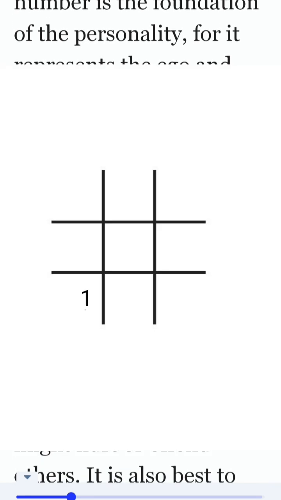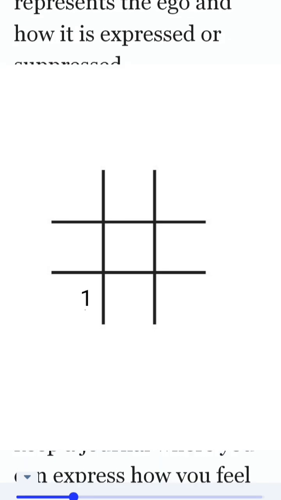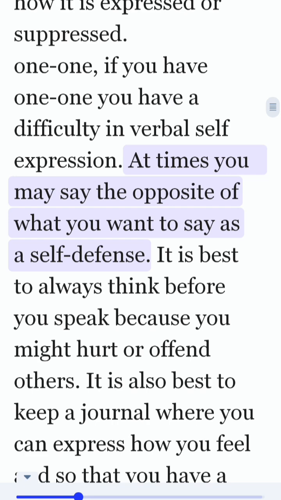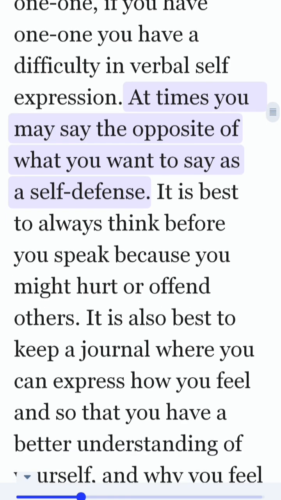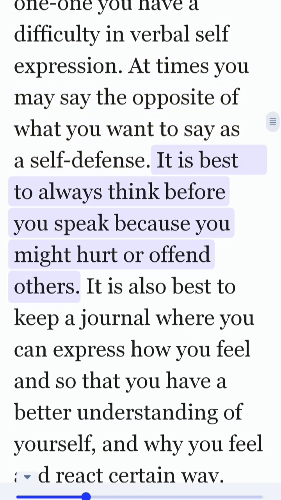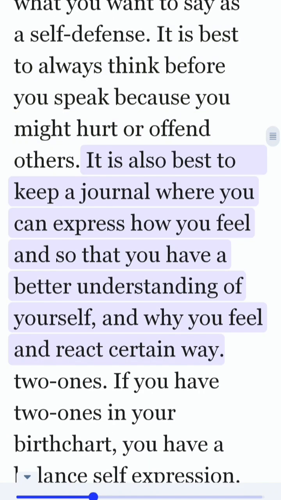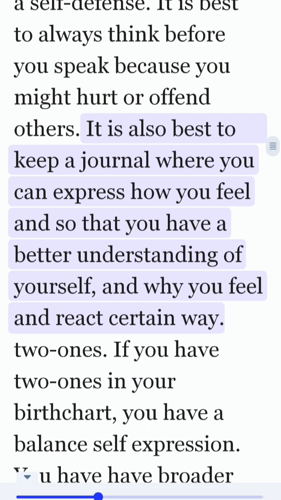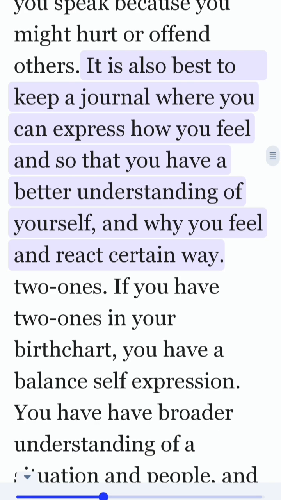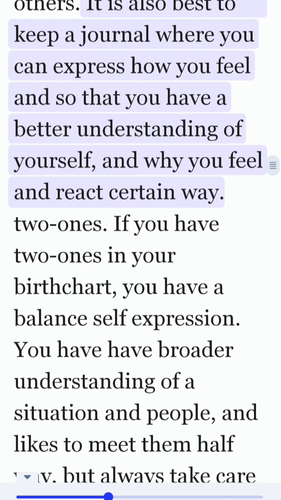1-1: if you have 1-1 you have a difficulty in verbal self-expression. At times you may say the opposite of what you want to say as a self-defense. It is best to always think before you speak because you might hurt or offend others. It is also best to keep a journal where you can express how you feel and so that you have a better understanding of yourself, and why you feel and react a certain way.